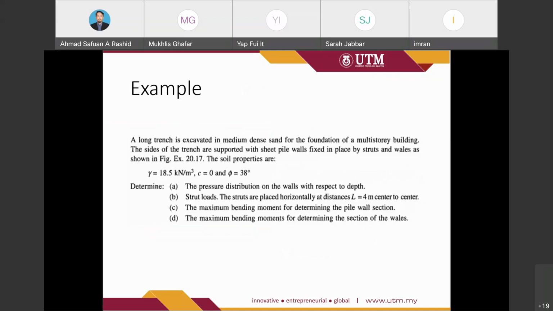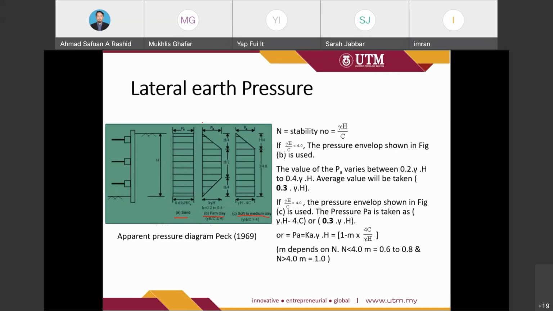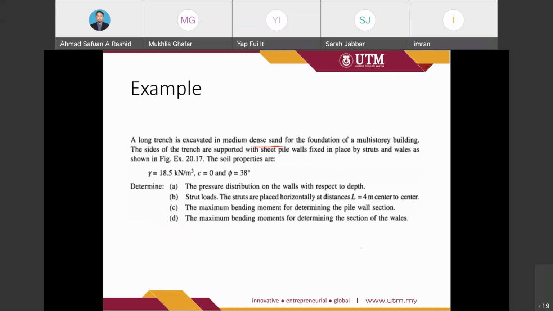So we look at one example, and this example is related to a dense sand. It means that we may use the apparent pressure diagram for A to determine the properties for the pile wall section, wales or struts.